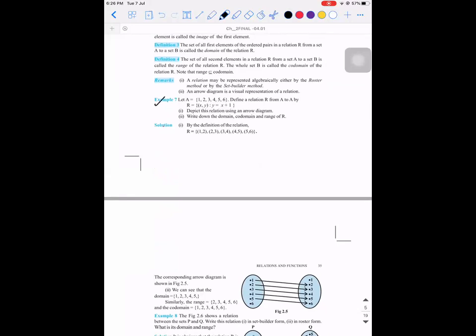Example 7. A is equal to {1, 2, 3, 4, 5, 6}. Define a relation R from A to A by R is equal to {(x, y) such that y is equal to x plus 1}. First, depict the relation using an arrow diagram. Second, write down the domain, codomain, and range of R. I'll tell you what it is.